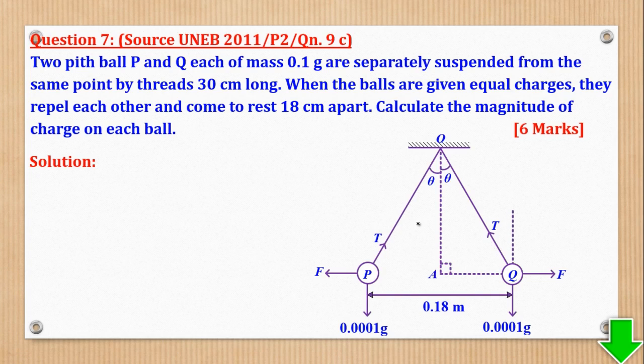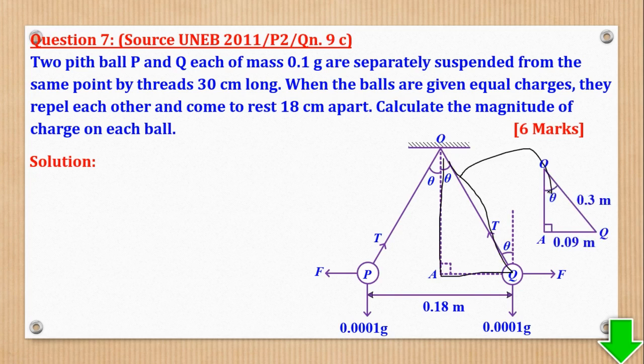So to resolve, we need to get some angles. We need to get this angle theta. So we shall extract out this right angle triangle, which is here, in order to help us get the angle. Remember, they say this string is 30 centimeters. That's why you see here 0.3 meters. Then also the whole of this is 0.18. So when I divide by 2, I'll come up with 0.09 meters.